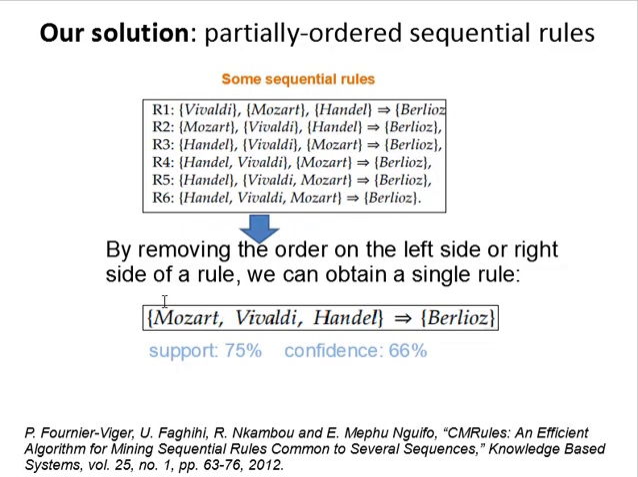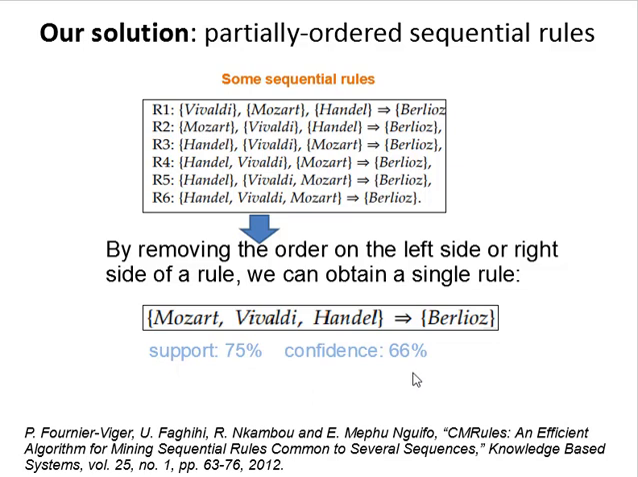So we find only one rule instead of all these rules, and the rule you see here is: Mozart, Vivaldi, or Handel, in any order. You can buy Mozart before Vivaldi, Vivaldi before Mozart. Any order will be followed by Berlioz. So no order on the left, no order on the right, but what is on the left must be followed by the right. And if we do this, we find only one rule instead of all the rules on top. And the support is 75%.